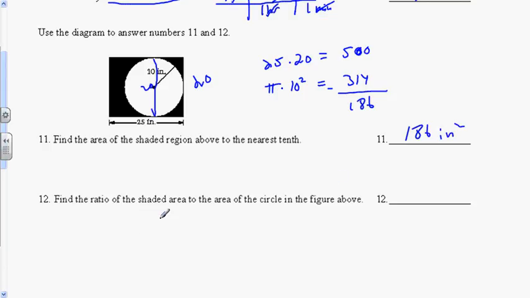Find the ratio of the shaded area to the area of the circle. Okay, the shaded area we just found out is 186. The area of the circle we found out to be 314, and the ratio would be a fraction. If you reduce that, which you can, they're both even, you get 93 over 157, and either of these is good enough for me.